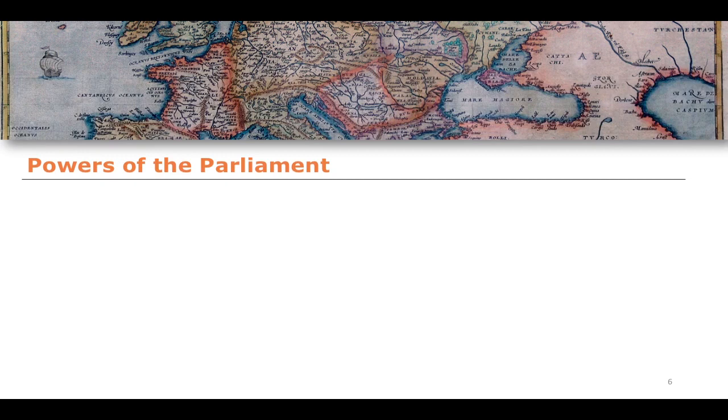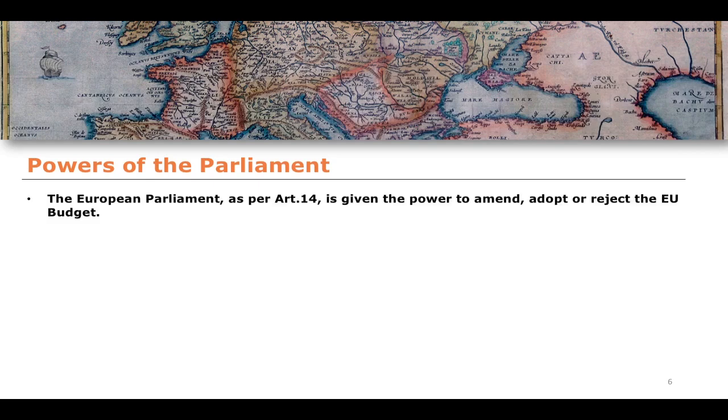Now, given all of these factors in terms of the composition and structure of the Parliament, what do the powers of the Parliament entail? Well, according to Article 14, the European Parliament is given the power to amend, adopt, or reject the European Union's budget. So it has quite significant financial controls over the other institutions, should I say, of the European Union. And this is reflected in the fact that the European Parliament is directly accountable and directly elected by the people of the member states of the European Union.